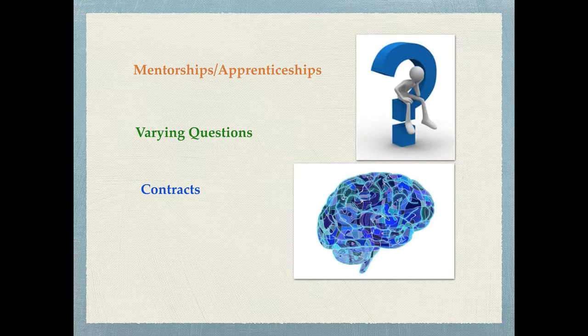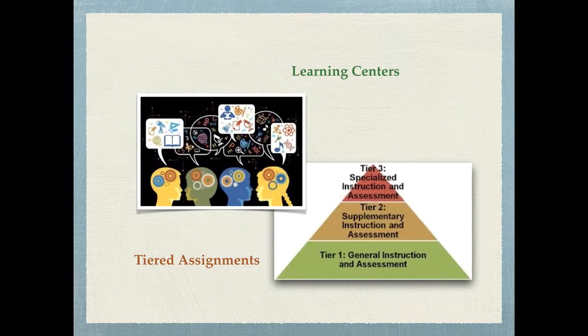With varying questions, teachers can customize to a student's readiness and skills the questions that they pose to students. In contracts, teachers can tap on students' desire for freedom and choice. Teacher and student can create contract agreements in which tasks are designed and students are responsible and accountable for them. In learning centers, teachers can arrange learning experiences by stations. With tiered assignments, teachers can use different levels of instruction tailored to meet students' levels of readiness.